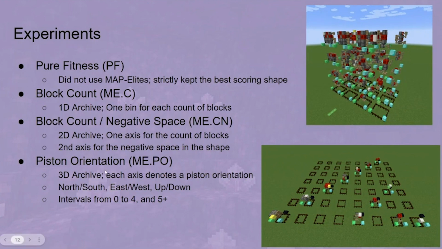And as we continued experimenting, we started understanding that the orientation of the pistons was really important and impactful for successful flying machines. So we made a 3D archive that considered the north, south, east, west, and up and down facing pistons for this one.